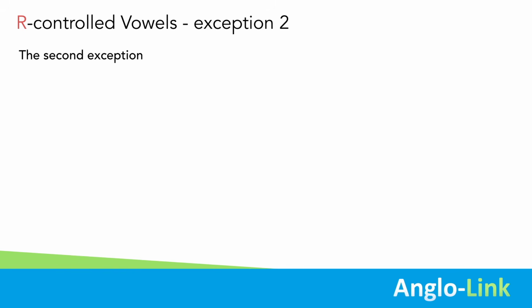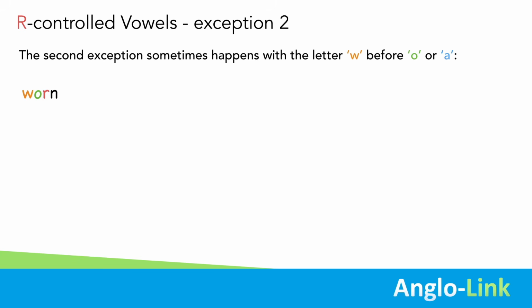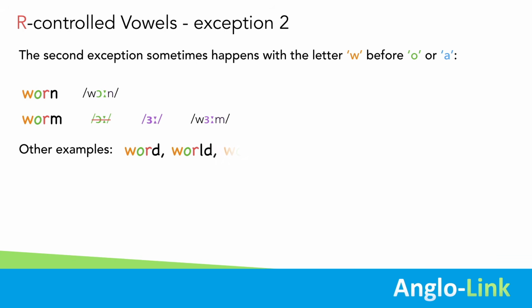The second exception sometimes happens with the letter W before O or A. For example, this word is worn, as we expect it to be. But look at this word. It is not O anymore, but worm. Other examples are word, world, worse, and worth.